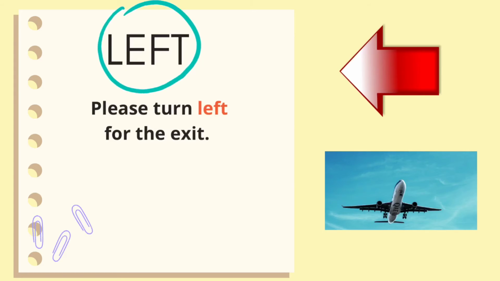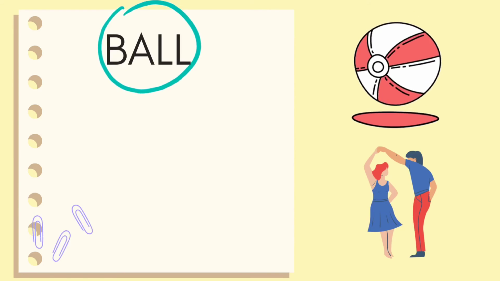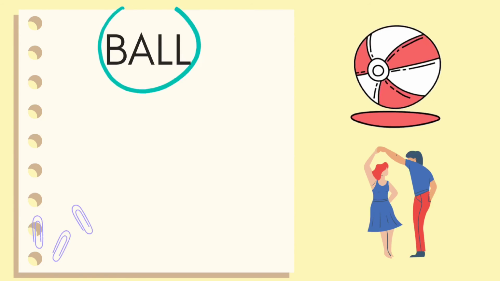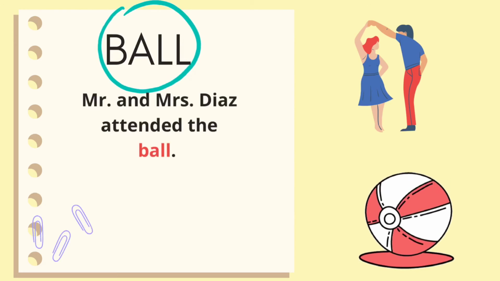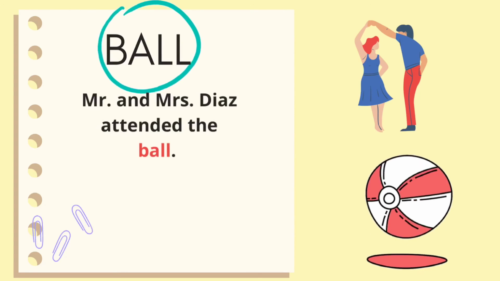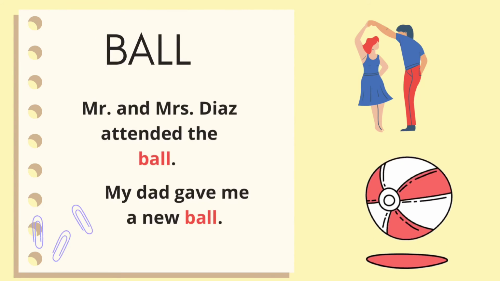Here is my first sentence. Please turn left for the exit. The second one is, the airplane has left. Next word, ball. Mr. and Mrs. Diaz attended the ball. While for the second sentence, my dad gave me a new ball.